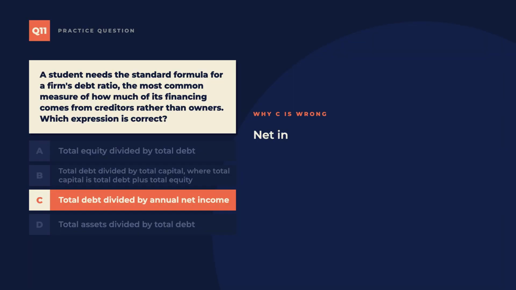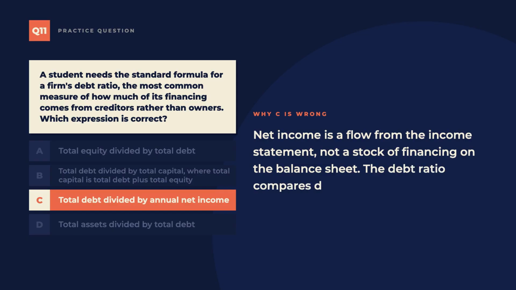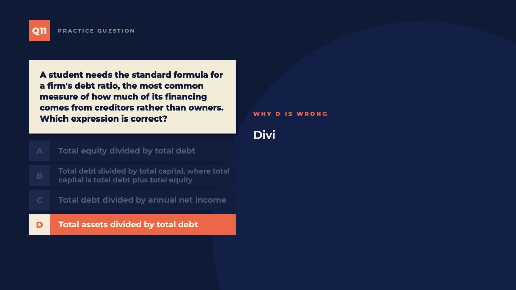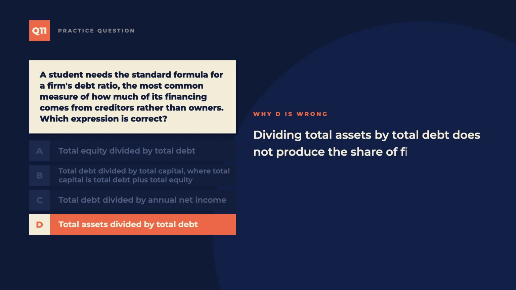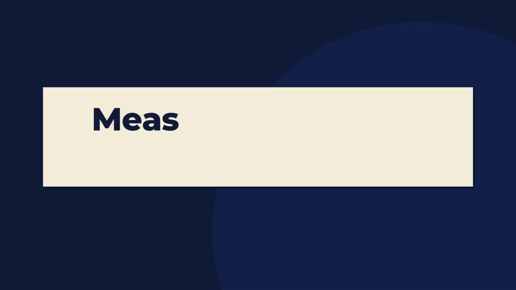C is wrong because net income is a flow from the income statement, not a stock of financing on the balance sheet. The debt ratio compares debt to total capital, not to earnings. D is wrong because dividing total assets by total debt does not produce the share of financing supplied by creditors. The debt ratio puts debt over total capital, not assets over debt.